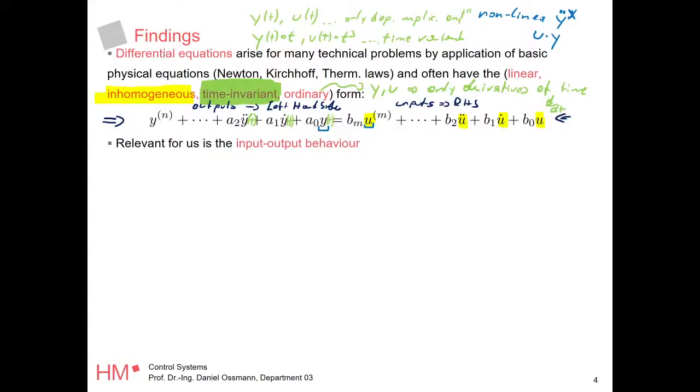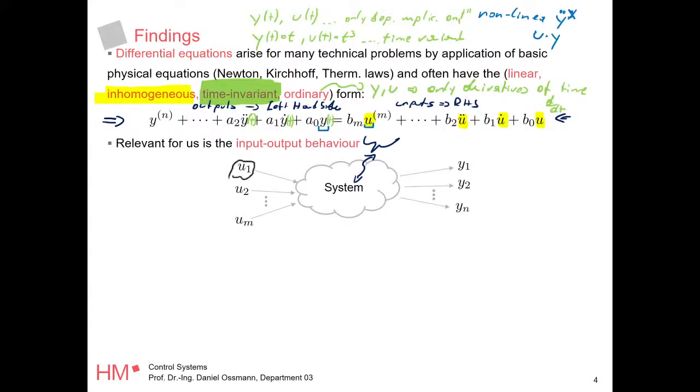This is what the equations look like, what we are dealing with. So also, what as an engineer is relevant for us is the input-output behavior, right? So we have a system which is described by this ODE, and we want to influence it. Again, it's inhomogeneous, you want to influence it, and it has some output.